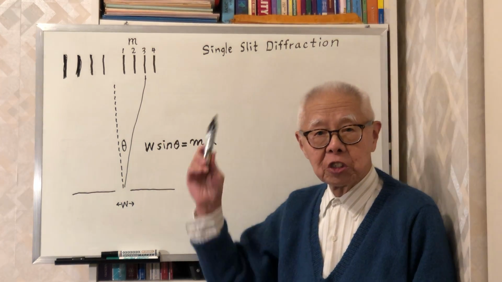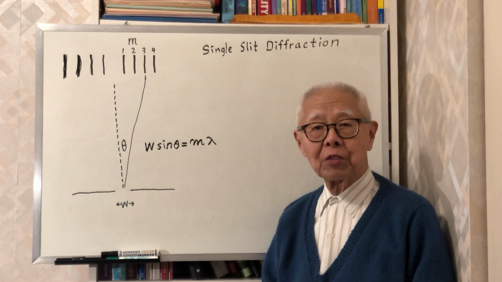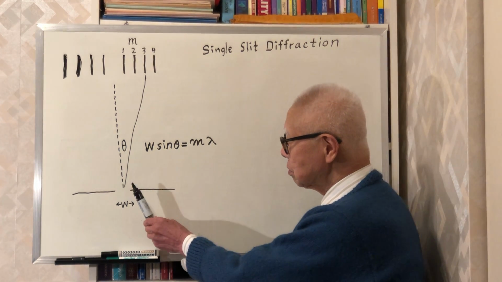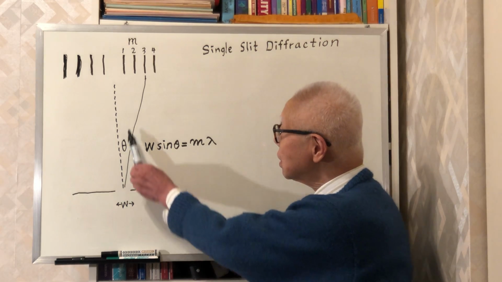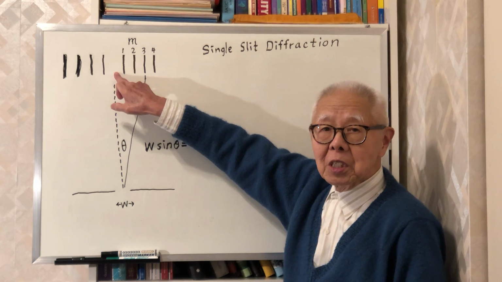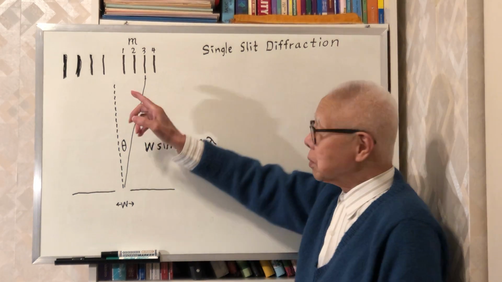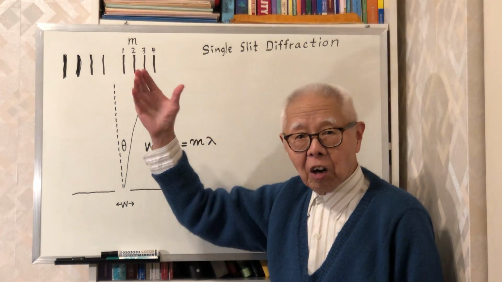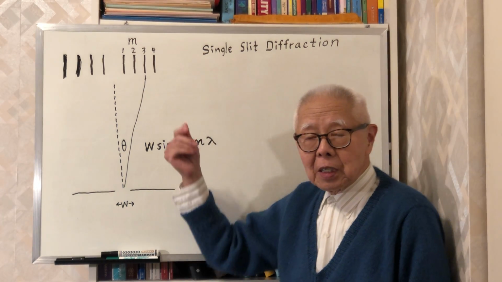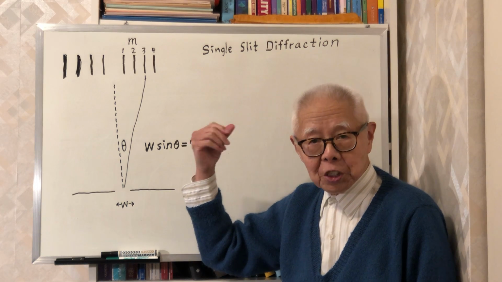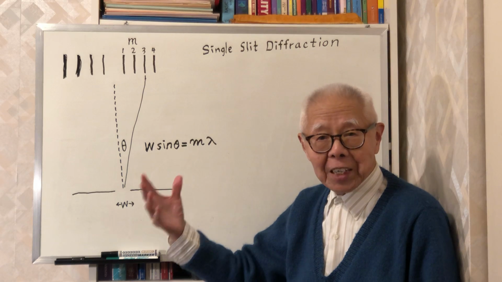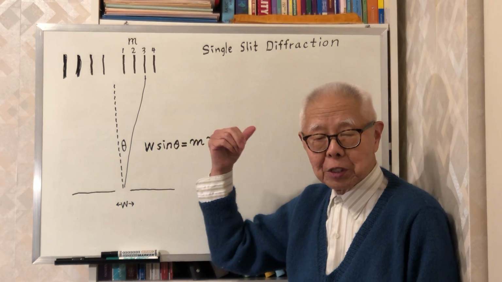The pattern consists of a series of dark fringes. And the center, this is a slit. The center is a bright fringe. On the left and on the right, you have dark fringes. The dark fringes are equally spaced, but the central maximum is wider than the spacing between the dark fringes.